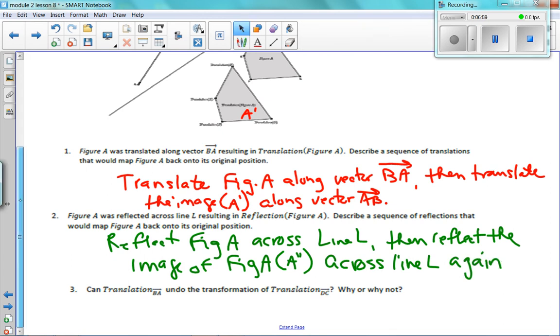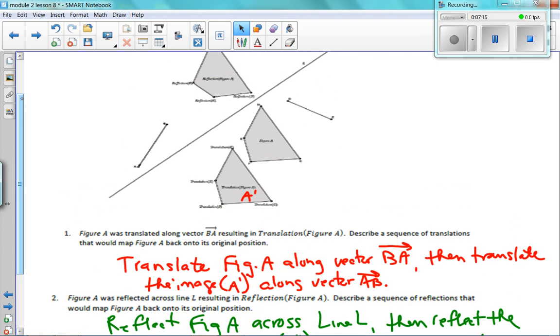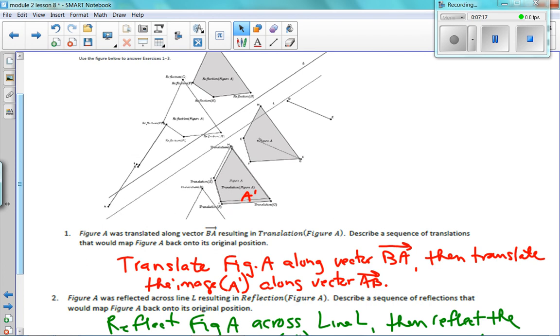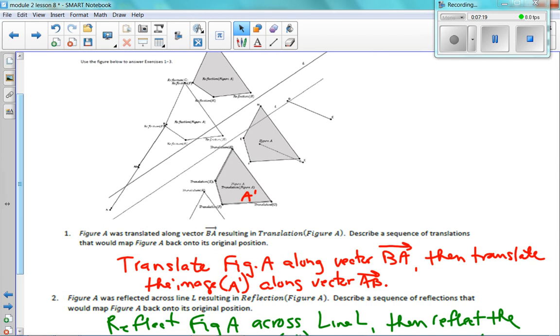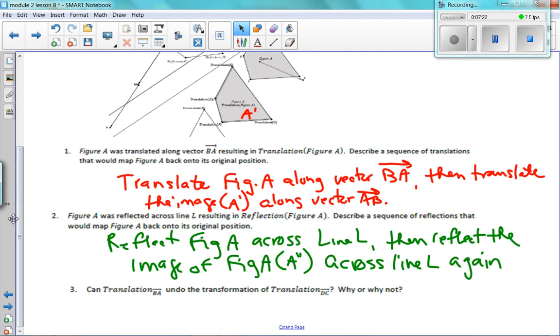And the last question says, can translation VA undo the transformation of translation DC? Why or why not? So they're asking you, can you translate the figure along VA? So that would be in this direction. And then, can that undo the transformation of translation DC?